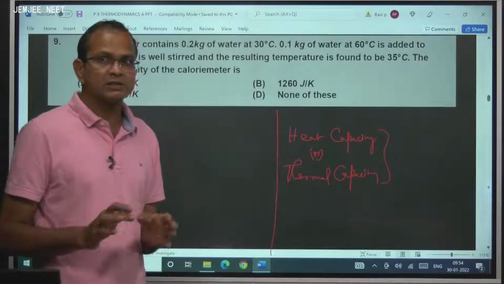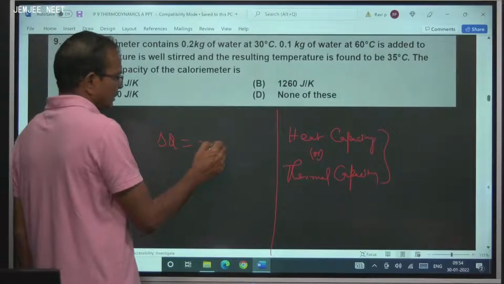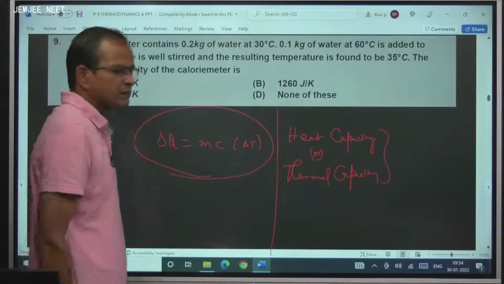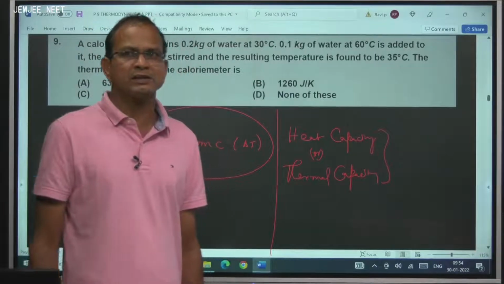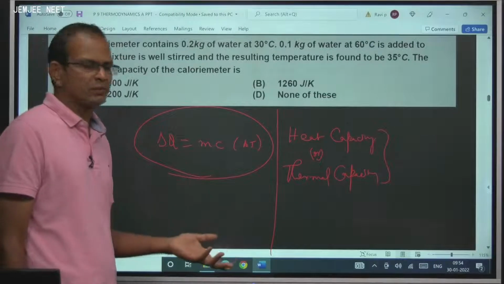What is your understanding? Specific heat everybody knows. Delta Q is equal to mc delta T, right? All of you know this, where m is the mass, c is the specific heat and delta T is the rise or fall of temperature. Accordingly the heat is gained or heat is released, whatever may be the case.